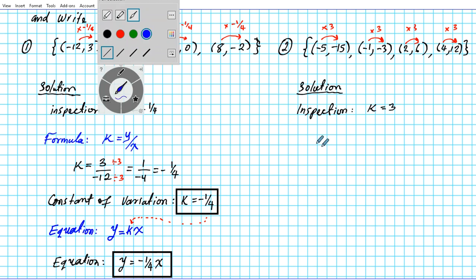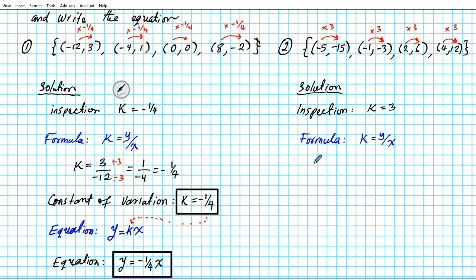Okay? Now let's use the formula for confirmation here. The formula for direct variation k is given by y over x, okay? We can pick any point. Let's pick the second point. So k is going to be y over x. If we use the second point, that would be negative 3 over negative 1. Remember you can pick any one. This is x and y. If we divide that out, we get negative over negative, so the signs cancel, and 3 over 1 is 3.